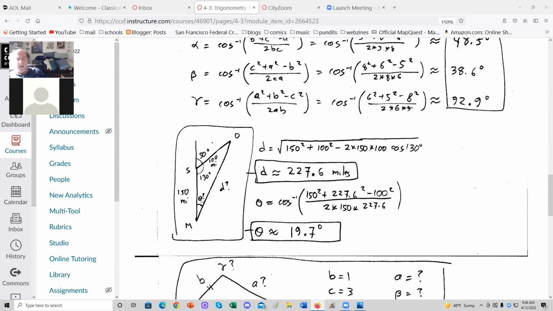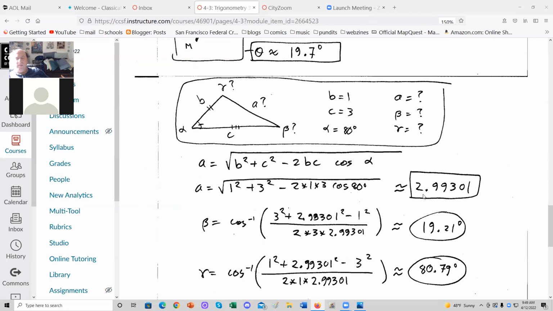Now to find theta here, we have three sides: 150 miles, 100 miles, and 227.6 miles. So using the arc cosine law, theta is arc cosine of 150 squared plus 227.6 squared minus 100 squared over 2 times 150 times 227.6. That gets you about 19.7 degrees. And there's your answer.